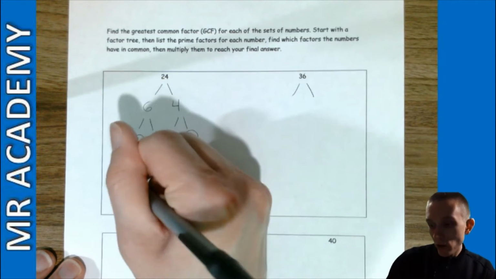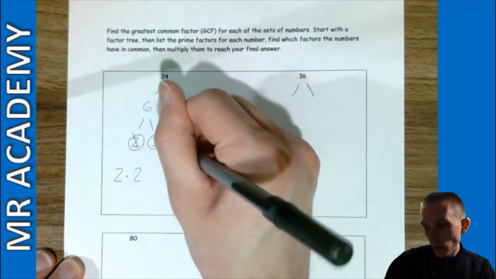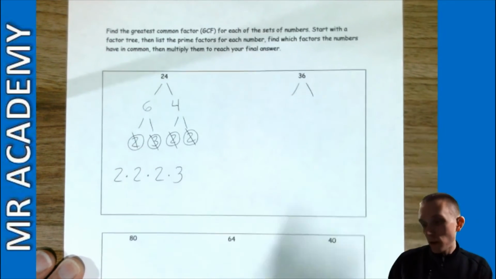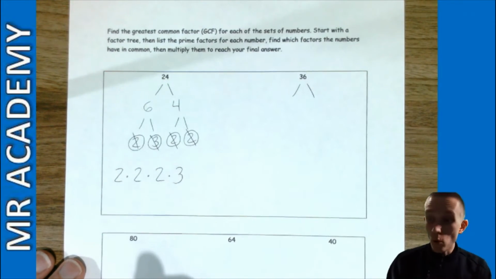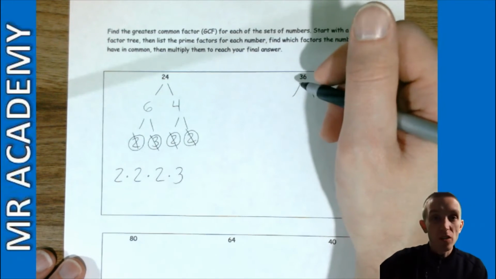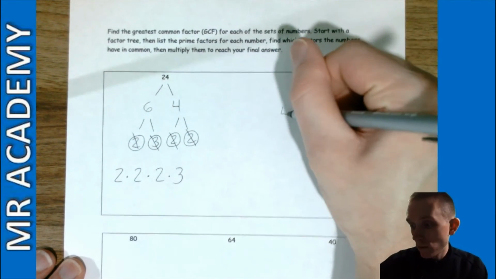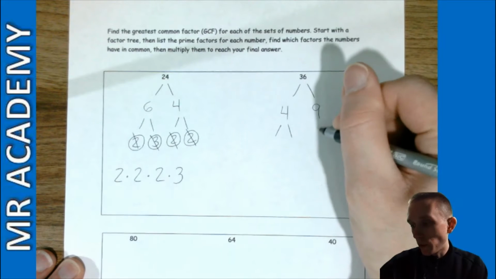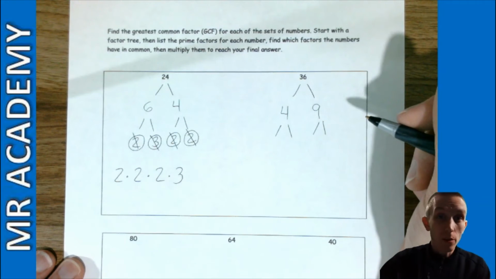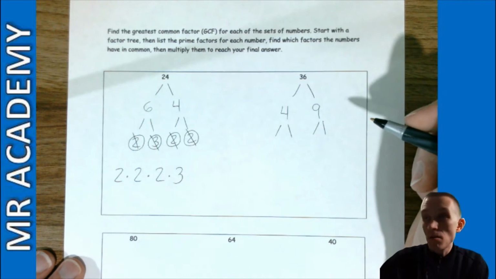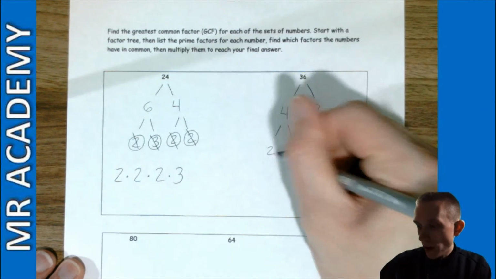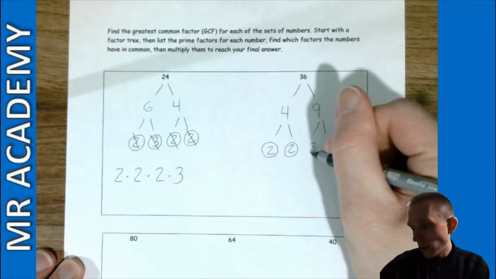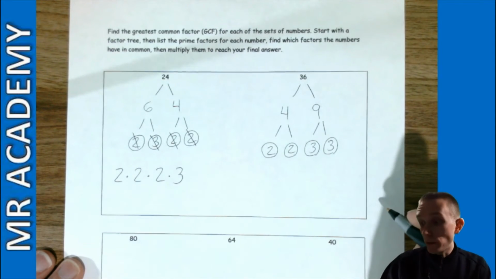So now I can write out what I have here, 2. I see another 2. I see another 2. And I see a 3. So those are my prime factors from 24. 36 over here, let's do 4 times 9. Again, a few different numbers you could have chosen. I'm just going 4 times 9. You can go 6 times 6, you can go 3 times 12, 2 times 18, any of those would work too. 4, I can break down into 2 and 2. 9, I can break down into 3 and 3. And that's the end of that one.